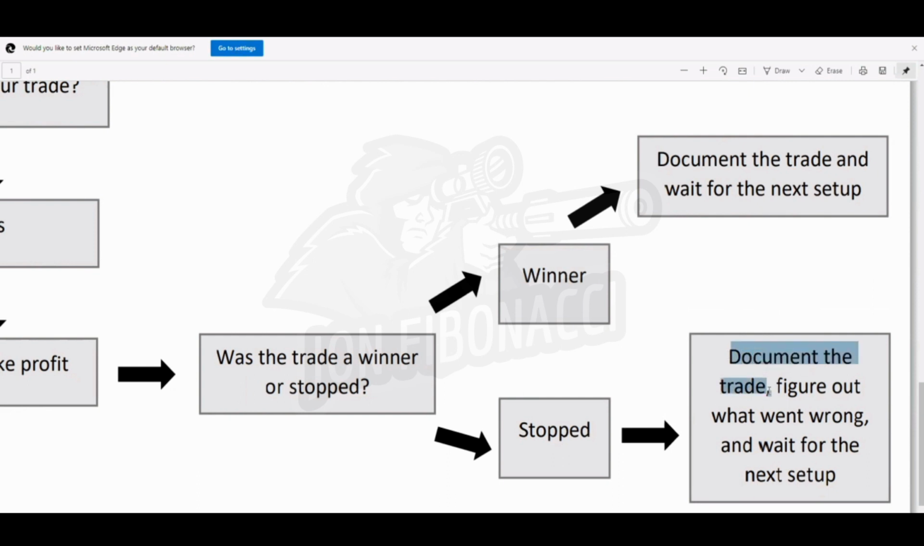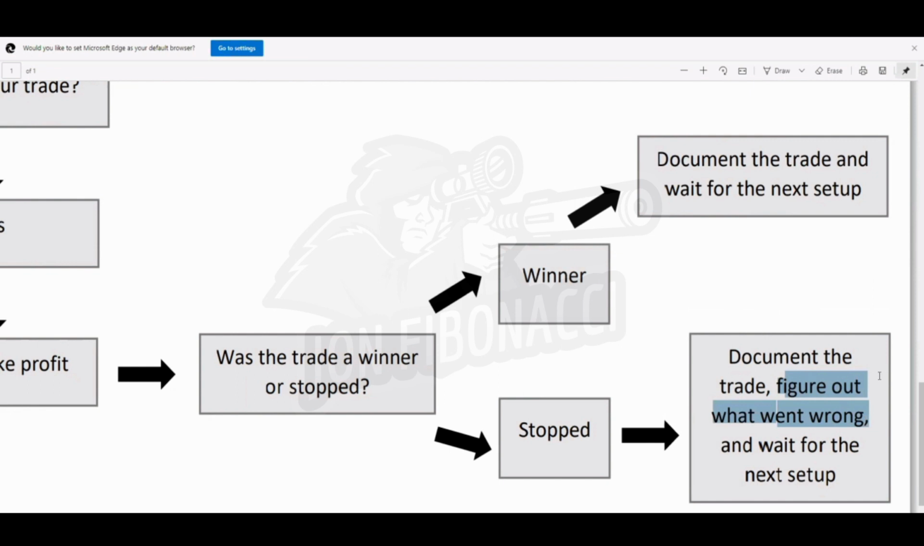Again, document the trade. So funny how both of these, right? Document the trade, whether it was a winner. Document the trade if it was a loser. That's not a coincidence. That's not an accident. All right. So if your trade was stopped out or you didn't take original take profit, document the trade. Here's a big one: figure out what went wrong.